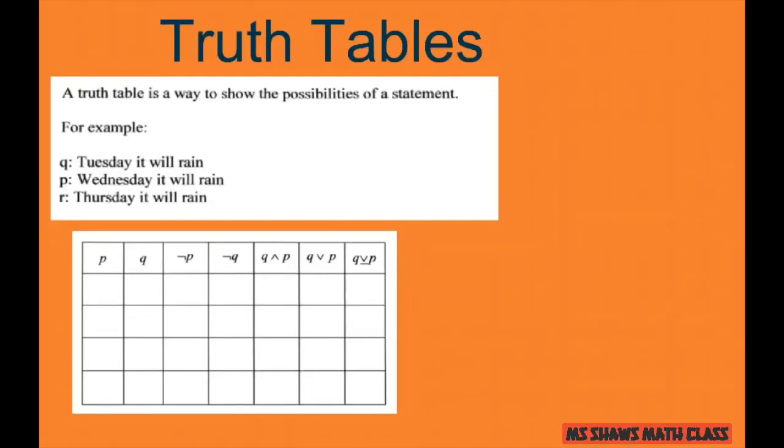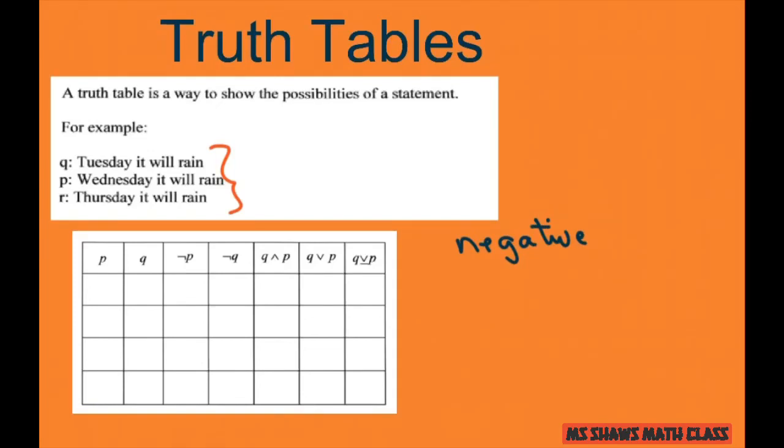Everyone, this is an introduction to truth tables. A truth table is a way to show the possibilities of a statement. For example, if you have three statements here, Q, P, and R, what we want to do is write out your standard negation, the conjunction, the disjunction, and the exclusive disjunction.